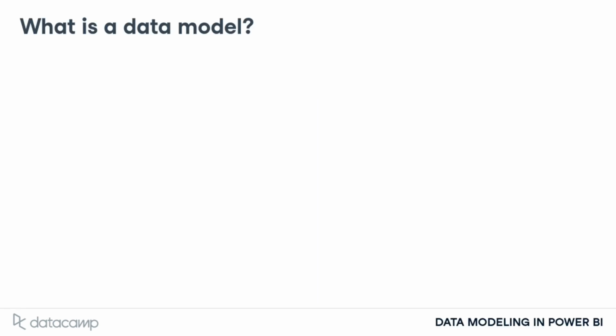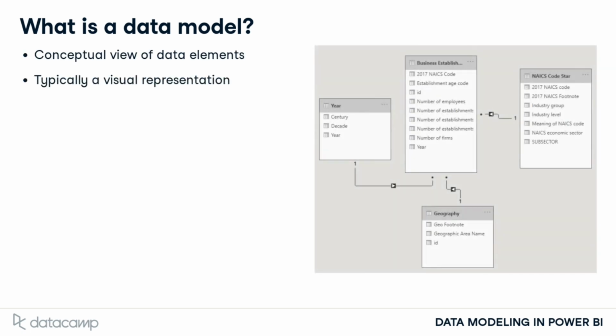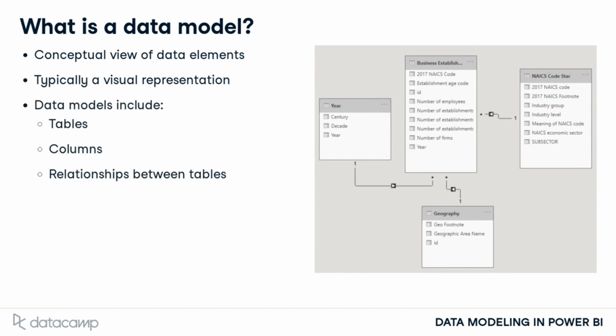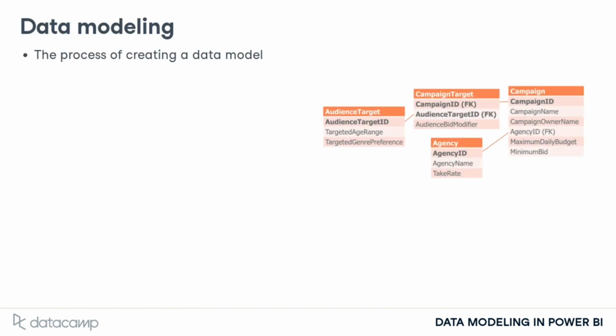So, what is a data model? In short, a data model is a conceptual view of data elements. Typically, this is done in the form of a diagram. Data models include tables, columns, and relationships between tables. They can also include information on data types and keys. Data modeling is the process of creating a data model.